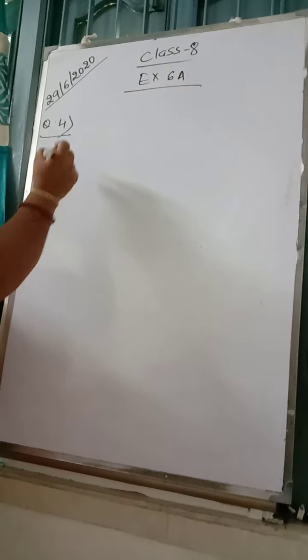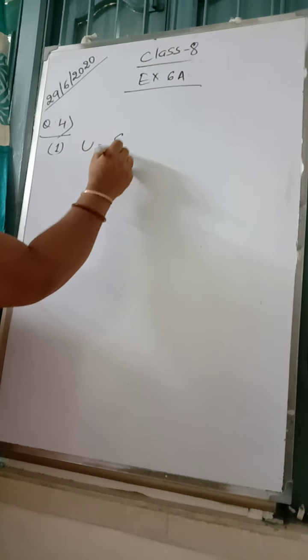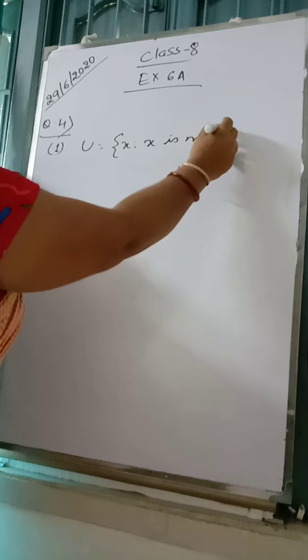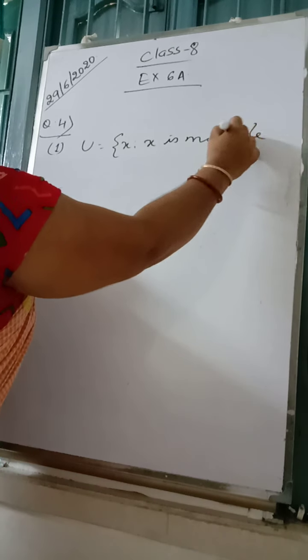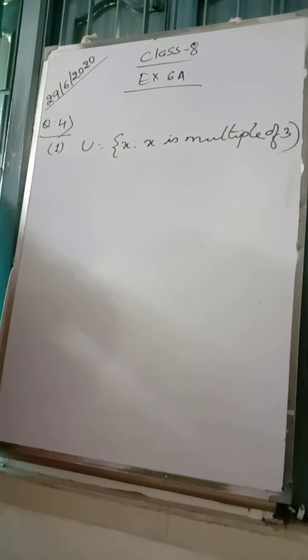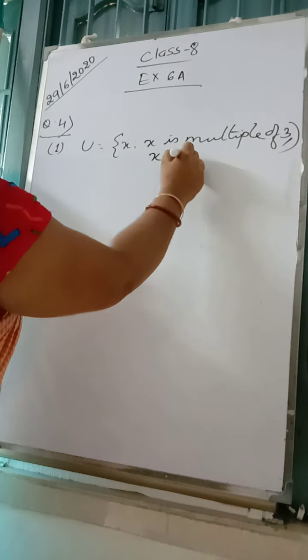Look at question number 4. Here you have given the numbers in sets in roster form, and you have to write it in set builder form. Look at the first question. Here U is equal to 3, 6, 9, 12, and it goes on. I am writing only the answers. So this would be U is equal to x, where x is a multiple of 3 and x belongs to natural number.